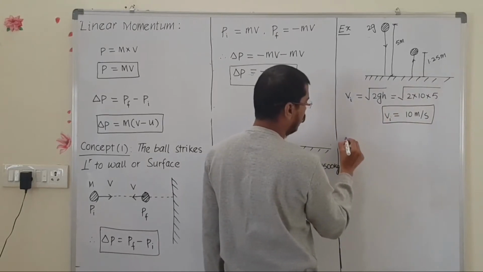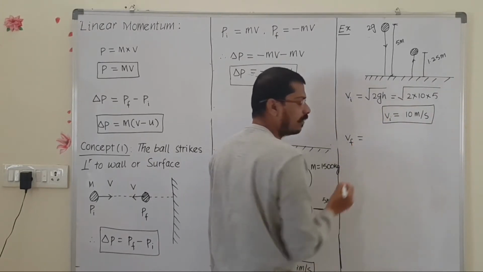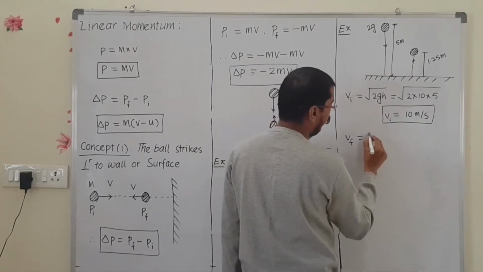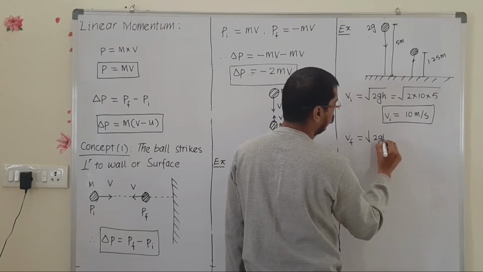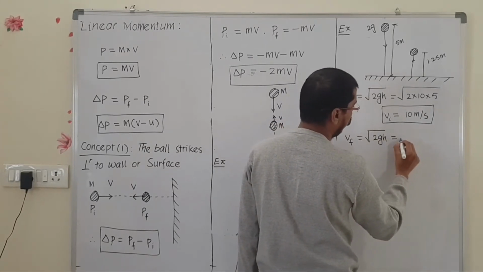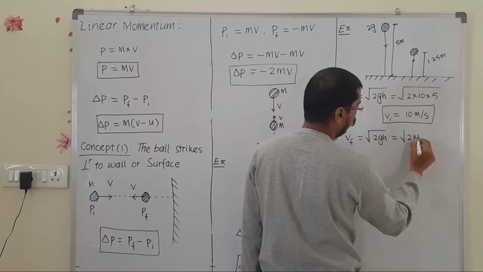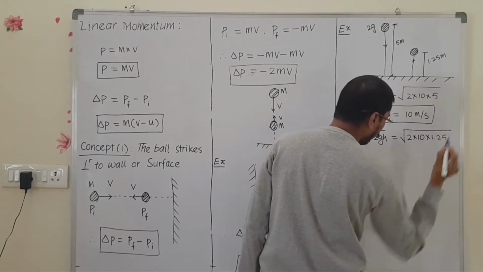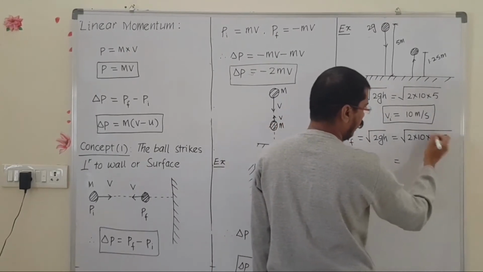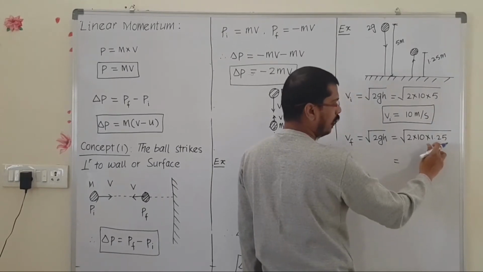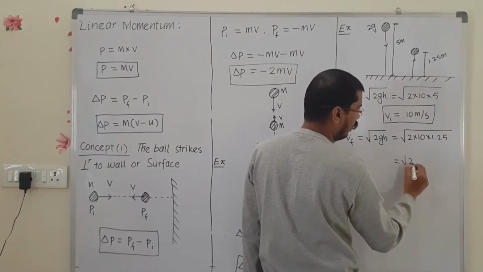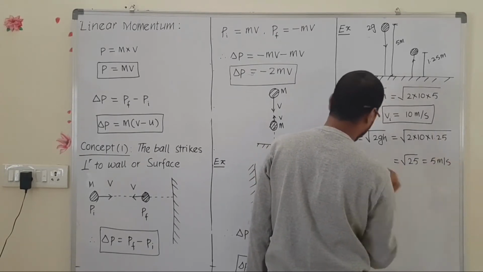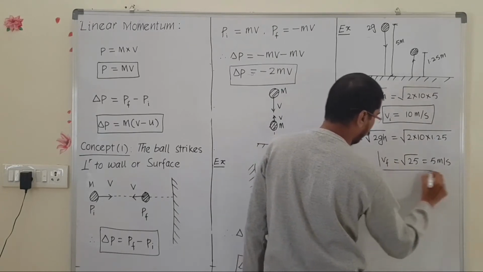Now we can find out the final velocity. This final velocity is after striking, means after the rebound. Here again the same formula, under root 2gh. Now we substitute the values, 2 into 10 into 1.25. Here 10 into 1.25 is 12.5, into 2 it is again 25, and we get the answer 5 meter per second. The final velocity also we got it.